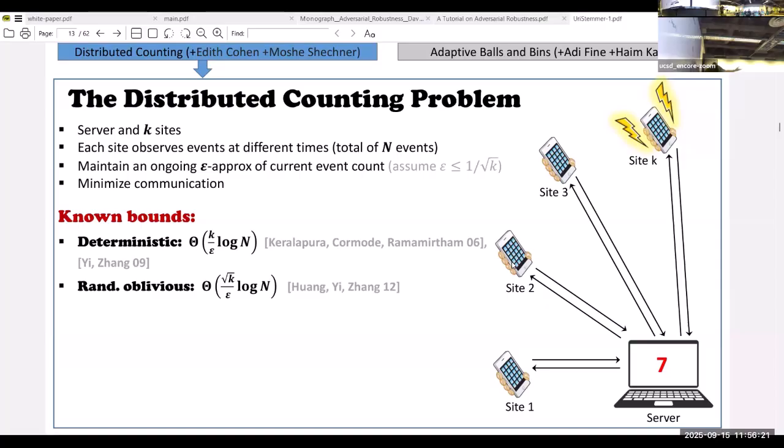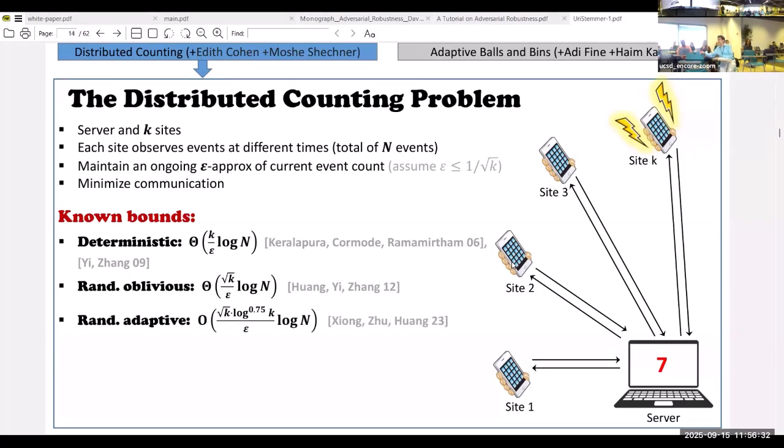But the protocol only works in the oblivious setting. Of course, it's from 2012, right? Nobody really thought about that setting back then. And so recent work from 2023 showed that basically you could take that oblivious randomized protocol or some version of it and make it robust.